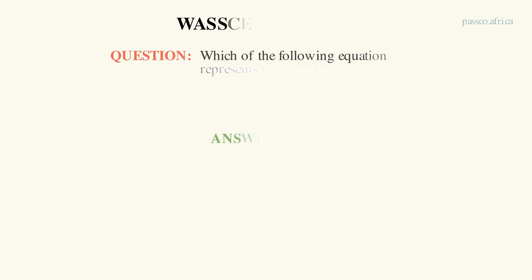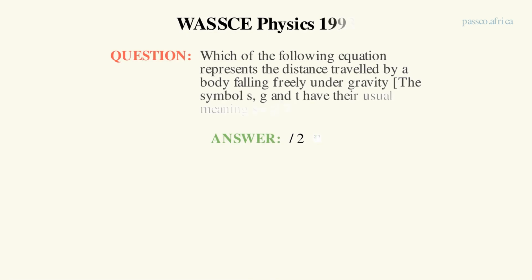Welcome to Passco Africa. Here is the question. Which of the following equations represents the distance traveled by a body falling freely under gravity? The symbols S, g, and t have their usual meaning. S equals gt squared. Now, try it yourself.